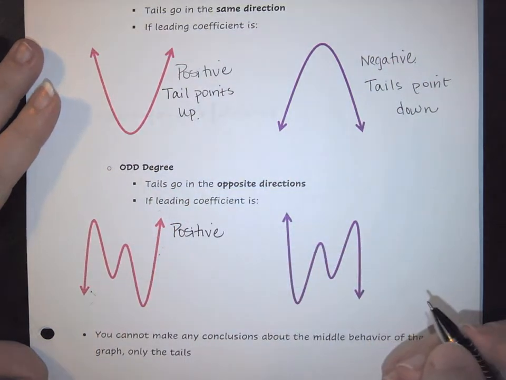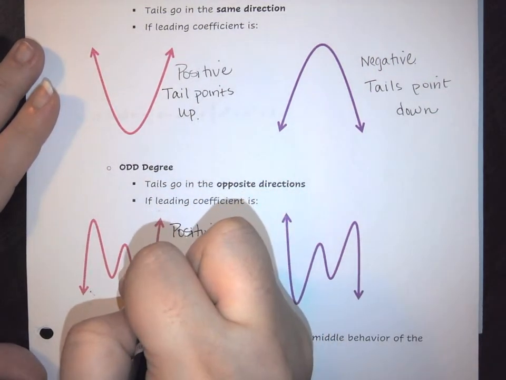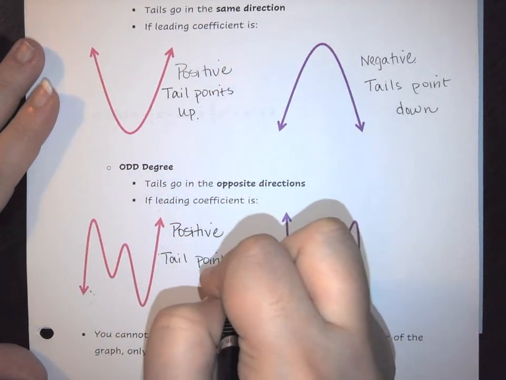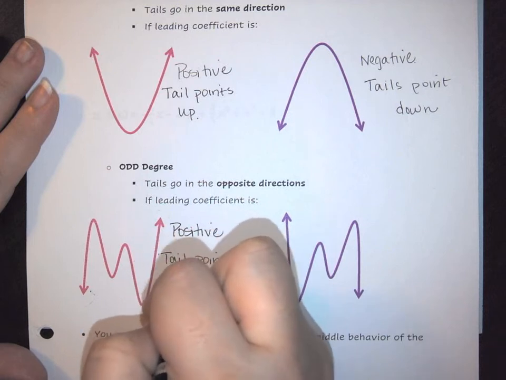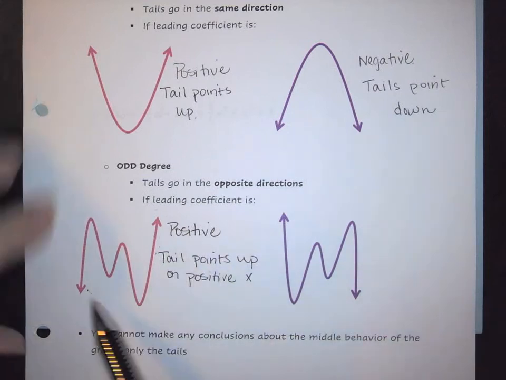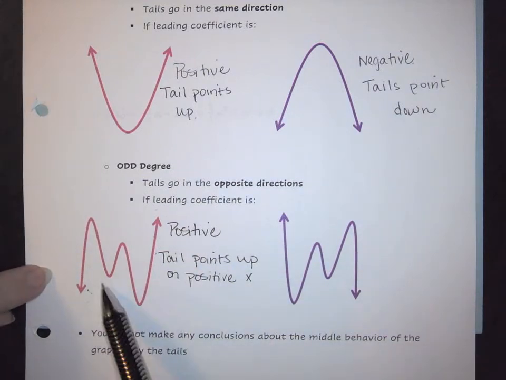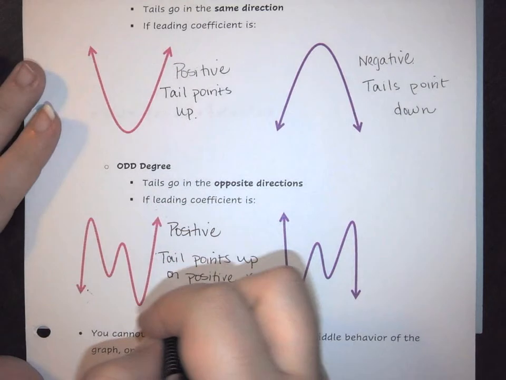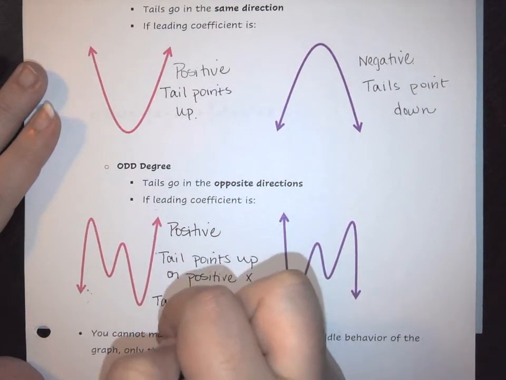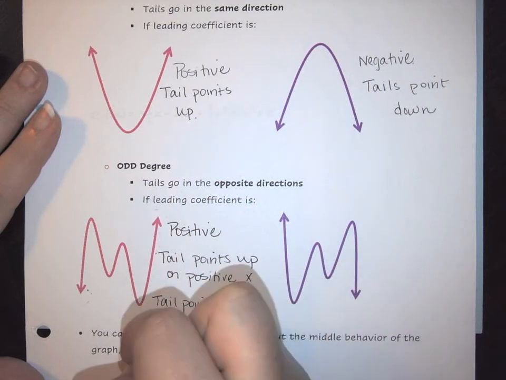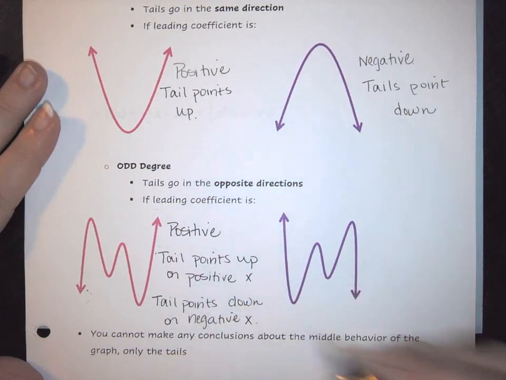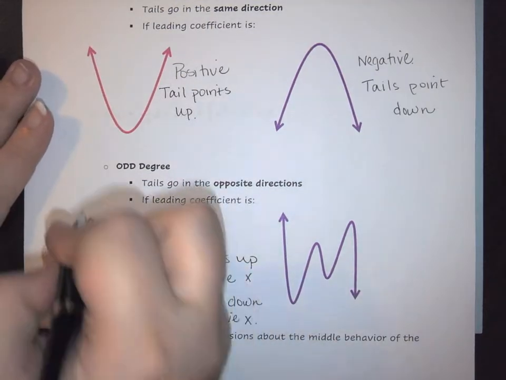The way we describe it is that your tail points up on the positive x. So if we were to think about this being on an axis, you're pointing up more towards the positive side. This also means then that your tail points down on the negative side. We like to call this version increasing.